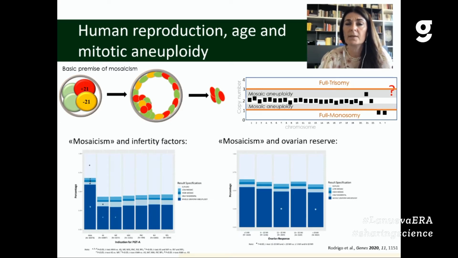So what about mosaicism? I'm not going to go through all the debate on mosaicism, but what is very important to notice is that mosaicism is independent from the indication, from female age or from the infertility factor. And it's also independent from the ovarian reserve. It is something that is, I would say, physiological and in every patient population. It's not increased by infertility, it's not increased by maternal age.